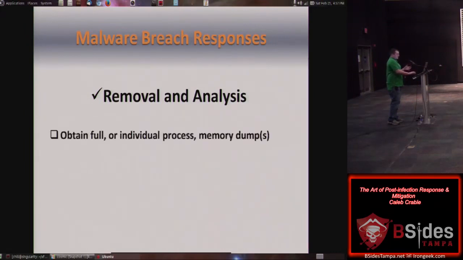So obtain a full or individual process memory dump. Now, a lot of us work for companies that have multiple offices. I formerly worked for a company where our IT department was in Florida. Our DC office had no IT department. What are you going to do? Well, ask me to do everything. Say that there was an infection, and we're like, oh crap, it was a developer's machine. We've got to find out what happened. Something may have been leaked out. Is it still infected? Yeah. Where is it? It's in DC.